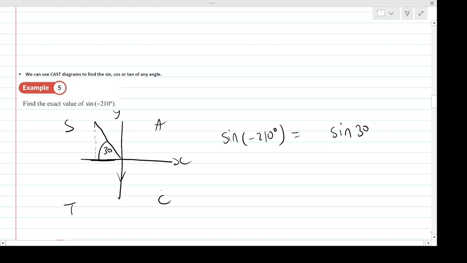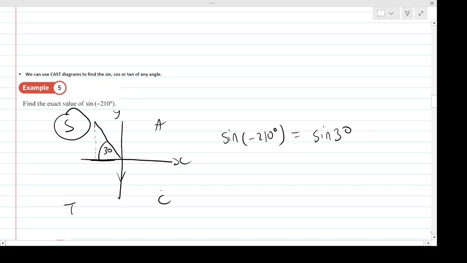So again, in CAST, C represents cos, A represents all, meaning cos, tan and sine, S represents sine, and T represents tan. These tell us if our angle or our line is in this quadrant with S, that means the sine has to be positive, a positive number, meaning that sine of minus 210 will be equal to positive sine 30. So sine of minus 210 is just sine 30, okay?